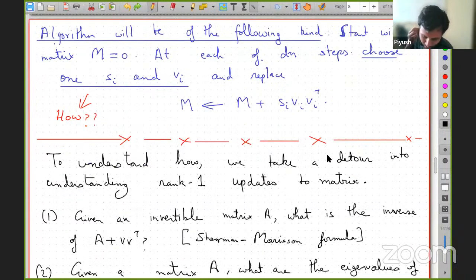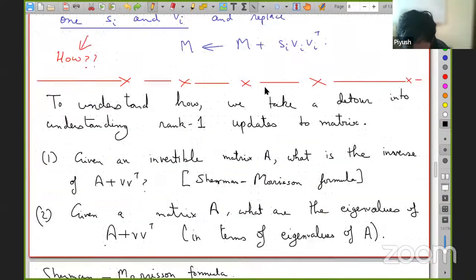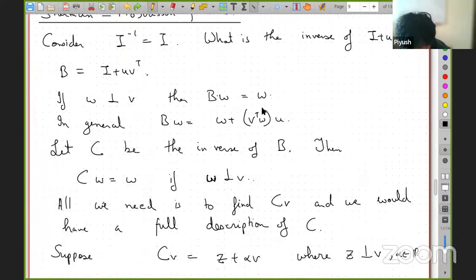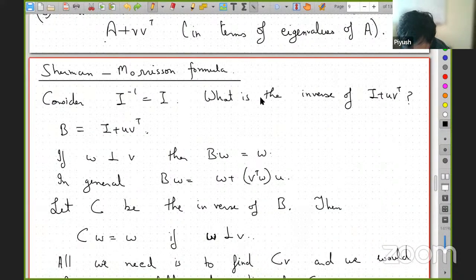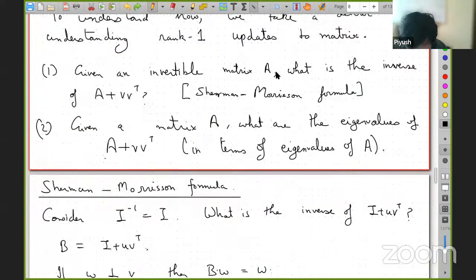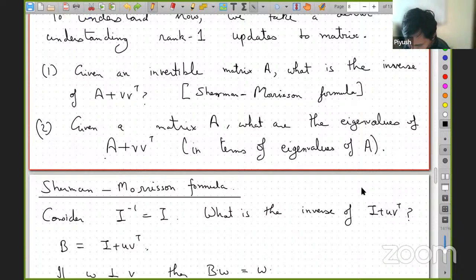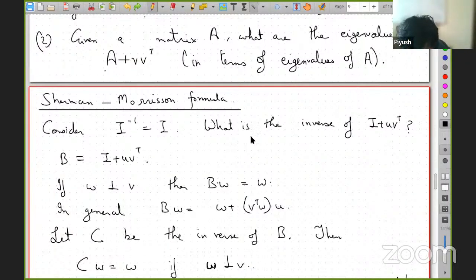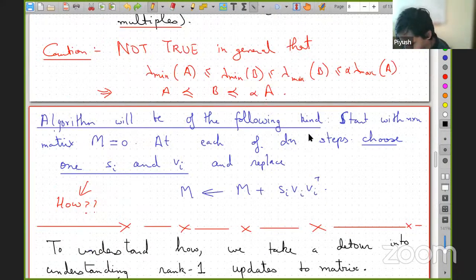Okay, and the algorithm, we said, will be of the following kind: at each step we'll choose one vector which we add, and we'll do this n times d times, and at the end somehow things will be fine, like they will have the right number. So how does this work? Before doing that, we started looking at this calculus of rank 1 updates. How does the inverse of a matrix change when you add a rank 1 matrix to it? How do eigenvalues change, and so on? Because that's what the algorithm seems to be doing. It will just keep doing rank 1 updates to some starting matrix.